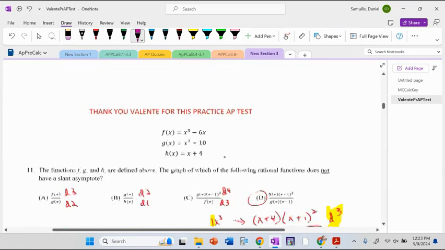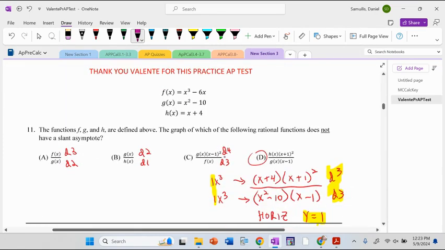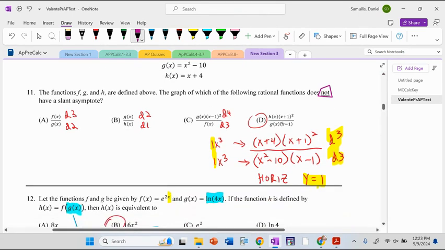All right, this one's kind of weird. What we got to remember is it says which one does not have a slant asymptote. You get slant asymptotes when the degree of the numerator is bigger than the denominator. So f of x is x cubed, g of x is x squared. This has a slant asymptote. So does this. So does this. And then what I had to do is kind of plug this one in just to see.